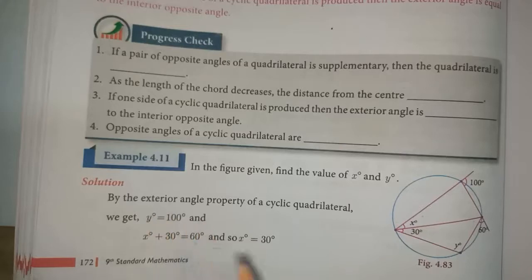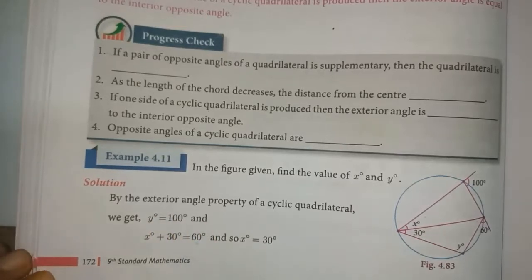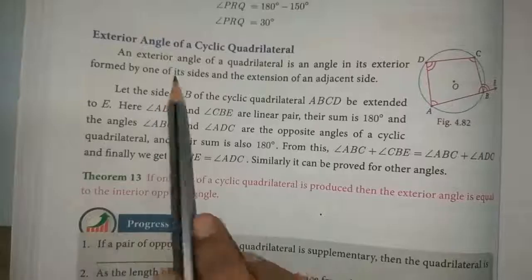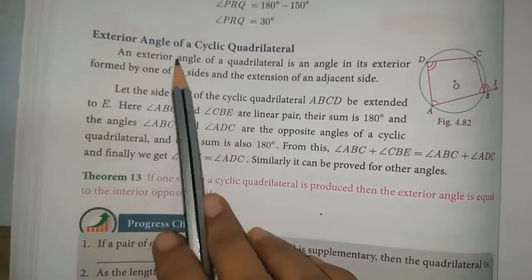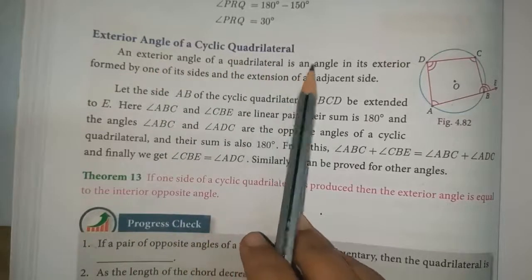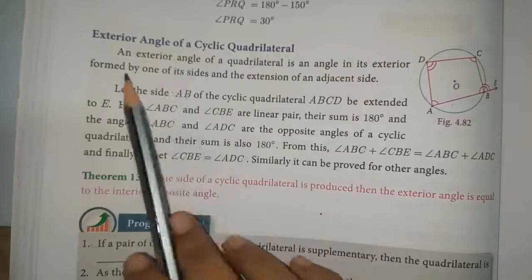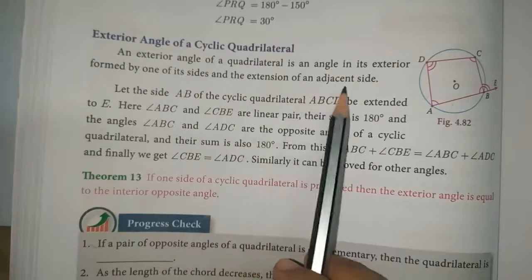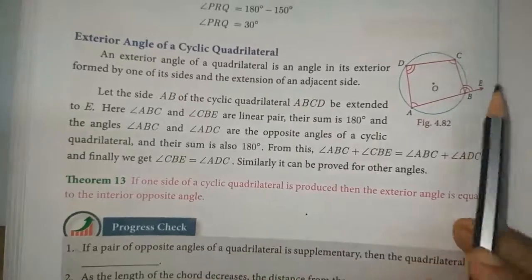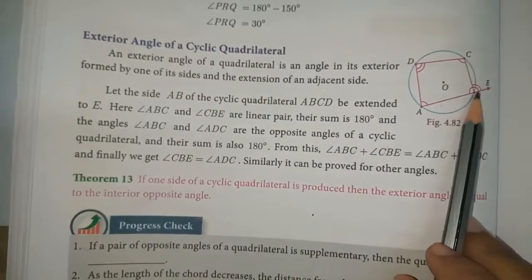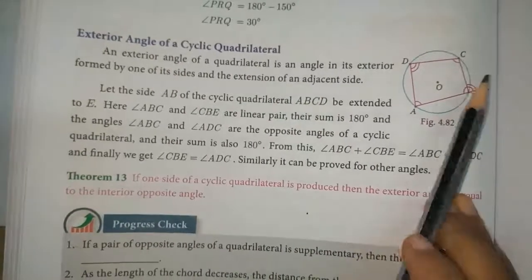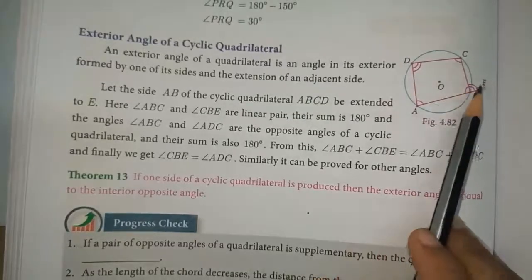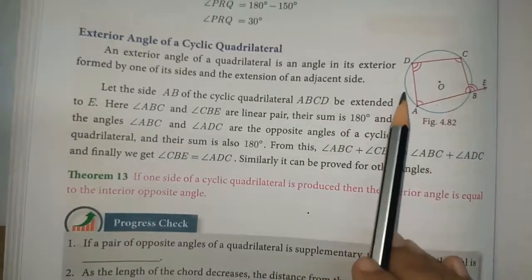What is the exterior angle property? Let us see now. Exterior angle of a cyclic quadrilateral. An exterior angle of a quadrilateral is an angle in its exterior formed by one of its sides and the extension of an adjacent side. So exterior angle is nothing but the angle which is made outside of the circle.